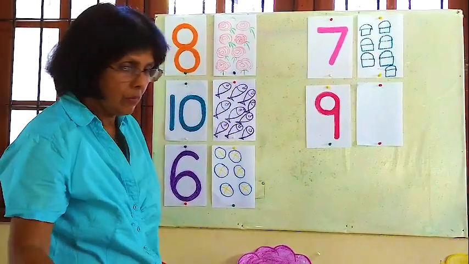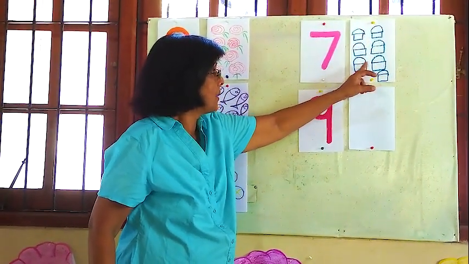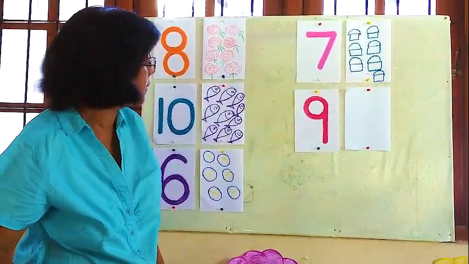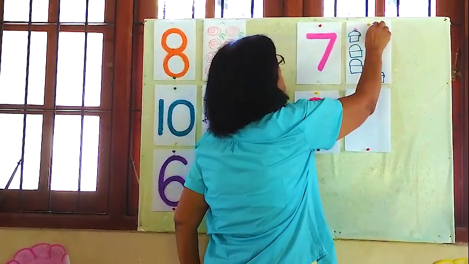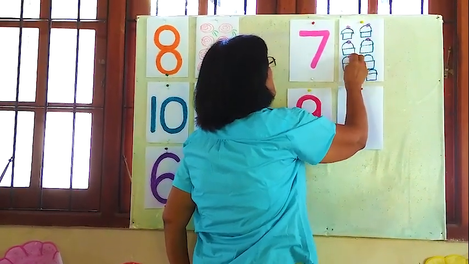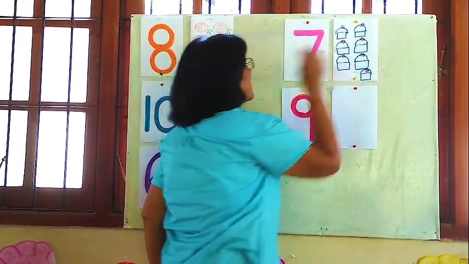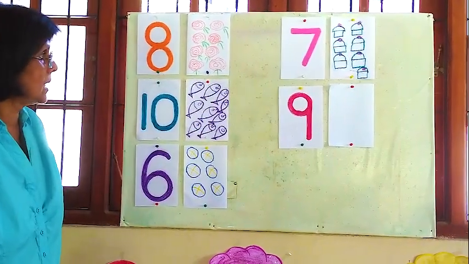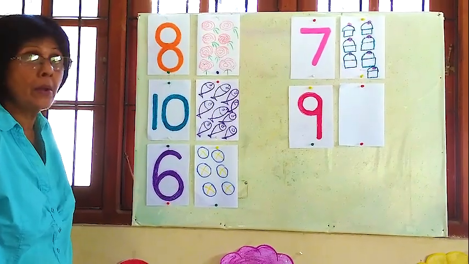Now here we'll count 1, 2, 3, 4, 5, 6, 7. 7 cupcakes here. 2, 3, 4, 5, 6, 7. Okay, for 7 cupcakes.